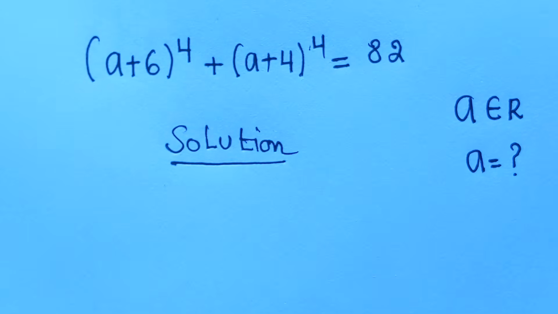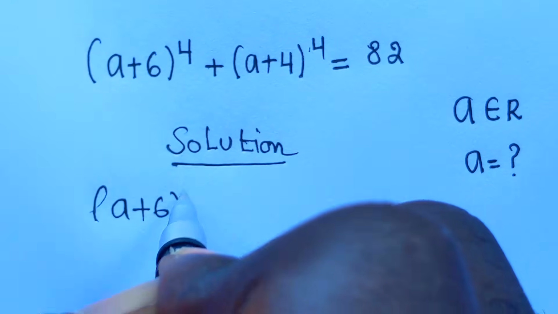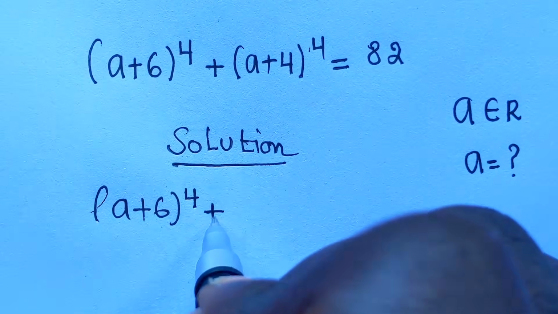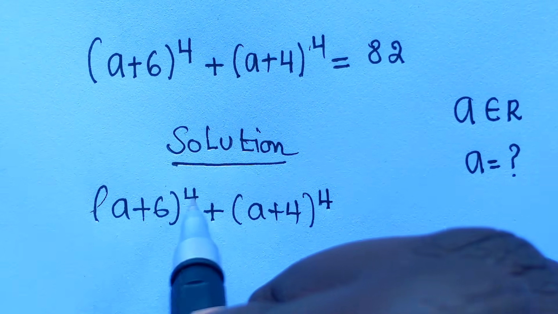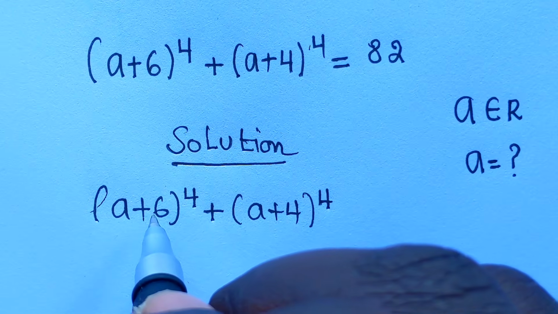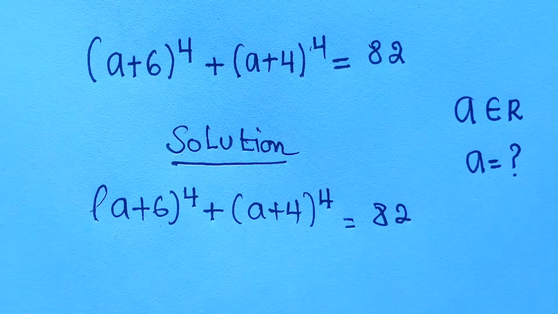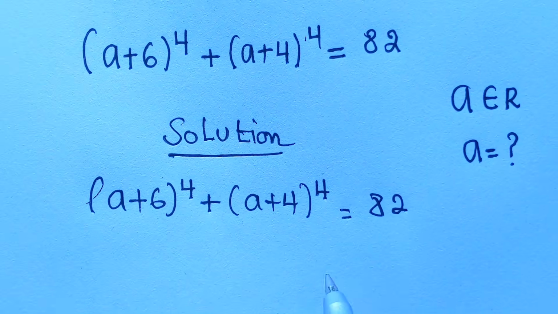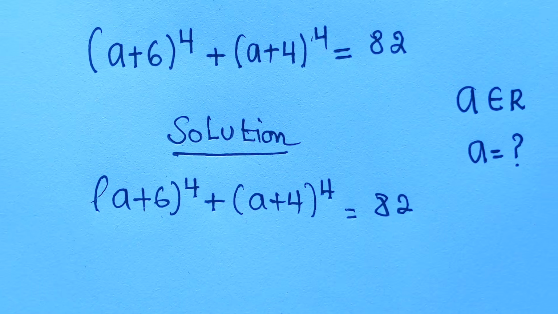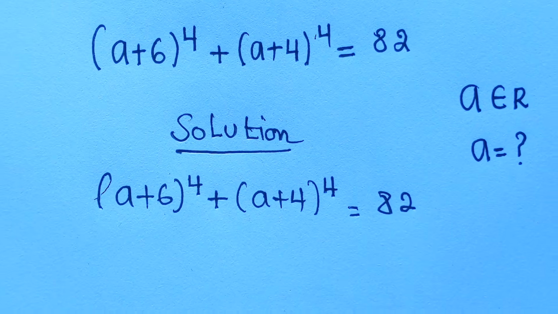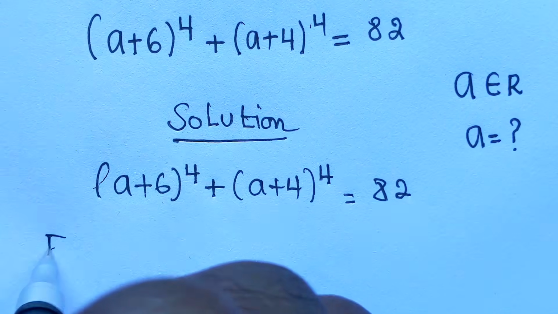And of course, the first thing is to copy (a + 6), then plus (a + 4), each raised to the power 4, which is equal to 82. Remember that I'm going to use my own formula, and maybe you have your own formula. You have to show us in the comment section.